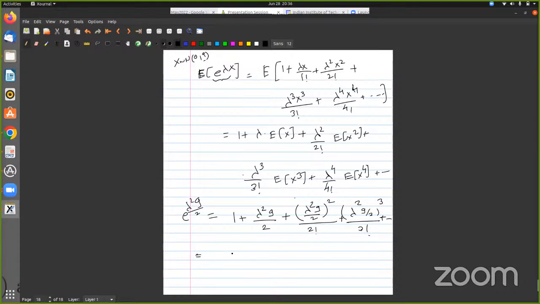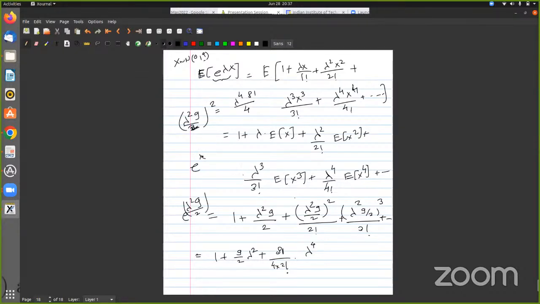So if I expand this, it should become 1 plus 9 by 2 lambda square plus, what, 9 square is 81, 81 by 4 into 2 factorial into lambda to the power 4. So it is like lambda raised to 4, 81 by 4 into factorial. The second factor is lambda square 9 divided by 2 divided by 1. See, this is the term, right?